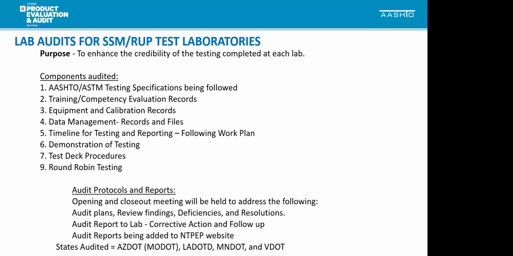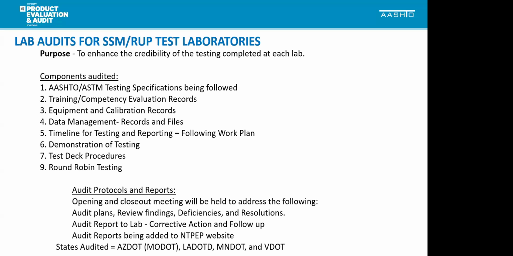And then whoever's doing the testing in the labs and state labs, we want to make sure that they know how to do the testing. We look at what their test deck procedures are, and then we also talk about round robin testing. I'll get to that in a minute. But basically, these audits are set up where we will come in and have a meeting to talk about these items, and then we will have a closeout meeting and work through any problems that are found.